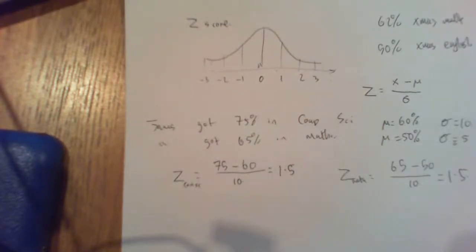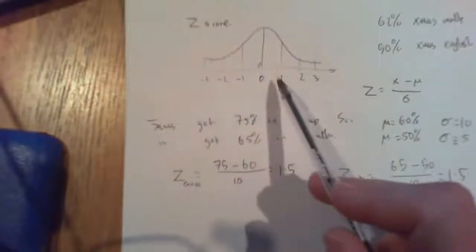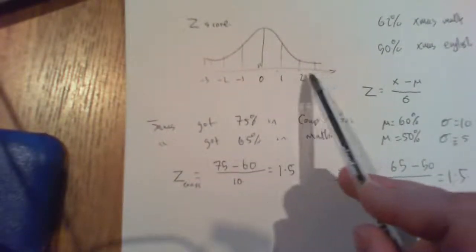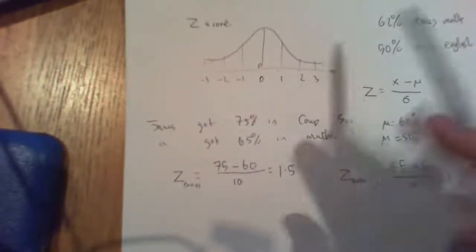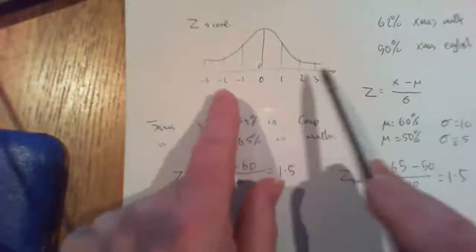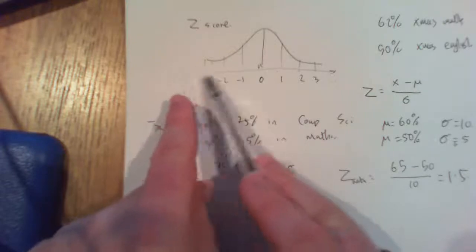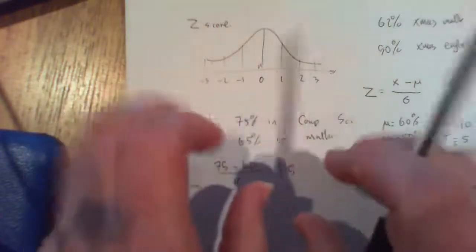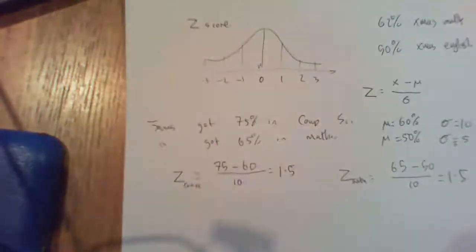Now obviously, if he had a higher z-score in one than the other, then he did better, because remember, a higher z-score means you're closer to this end, the H1 end, and a lower z-score, a more negative one, means you're closer to the NG end, basically.